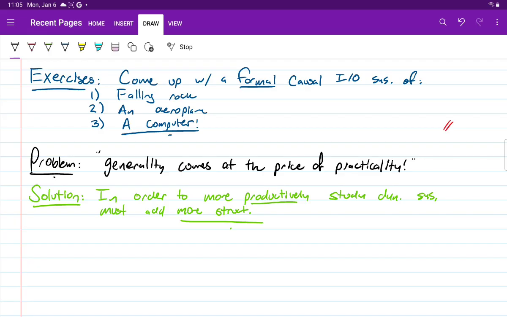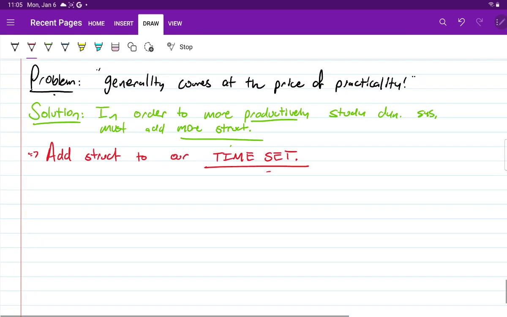So what's the simplest kind of structure that we can add to this system up here? Something really easy that we can do is add structure to our time set. All right? So we can request that the time set of the system satisfy some interesting properties. This is pretty easy for us to do. This leads us to the following definition.